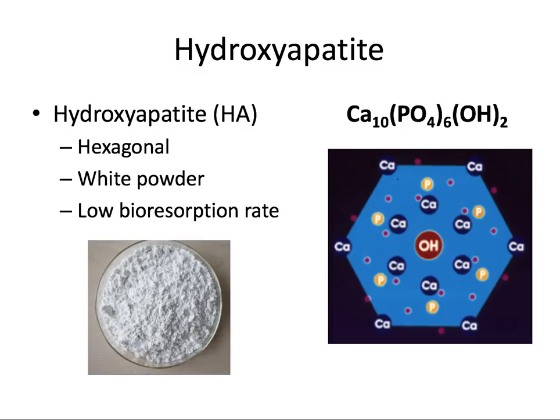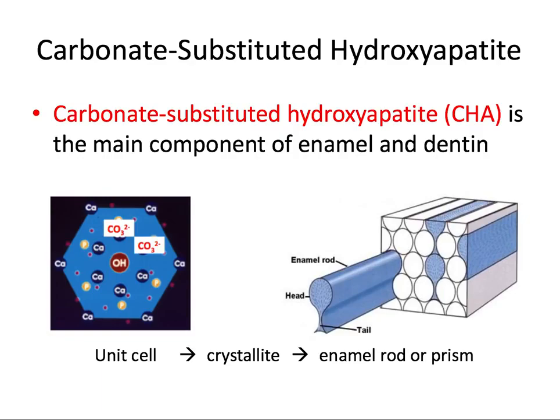Pure hydroxyapatite powder is this white powder down here, and by itself it is biocompatible for things like bone implants, but it has a low bioresorption rate, which means it doesn't quite mimic the inorganic portion of our bones and our teeth. So then we talk about carbonate substituted hydroxyapatite, which is actually the main component of enamel and dentin. And it's carbonate substituted because we have these little CO3 carbonate groups that are added into the mix. This is our naturally occurring hydroxyapatite.